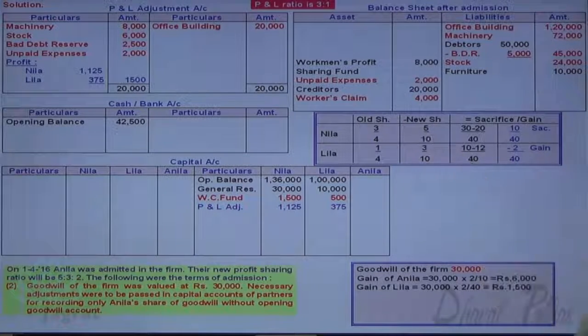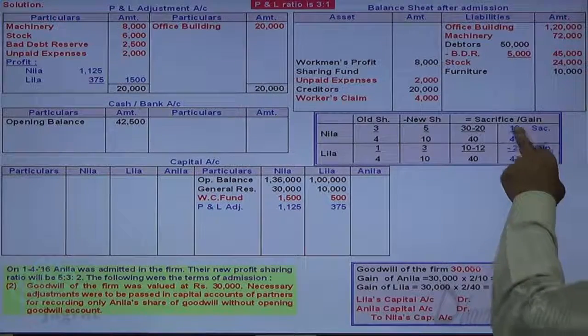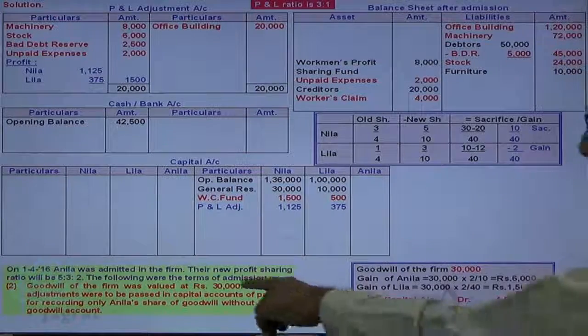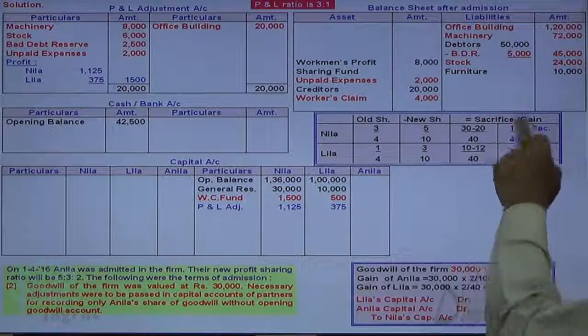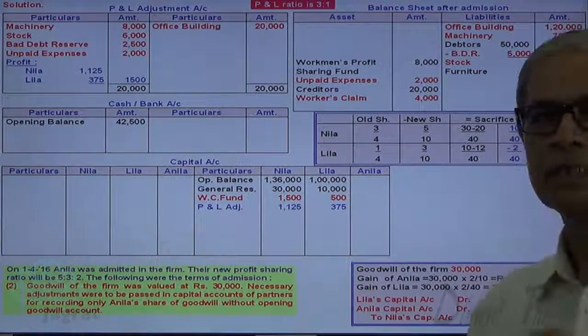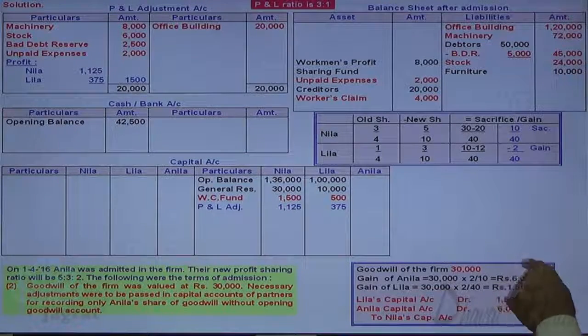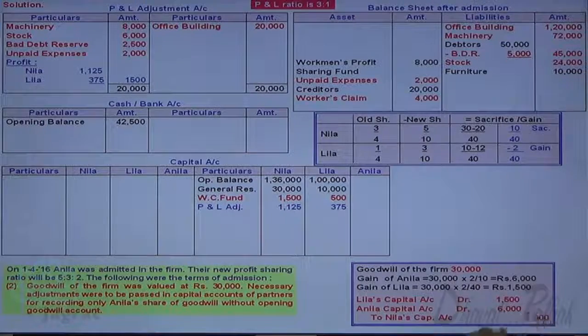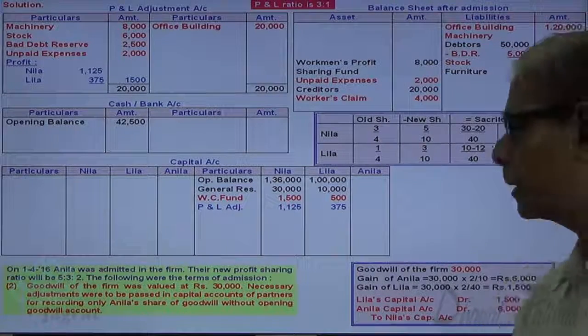The partner who has sacrificed, Neela, she will get 10/40 of 30,000. So 30,000 into 10/40, that works out to be 7,500. That is equal to this total. So Leela and Anila have to pay, so their capital accounts are debited, and Neela is credited because she is a sacrificer.